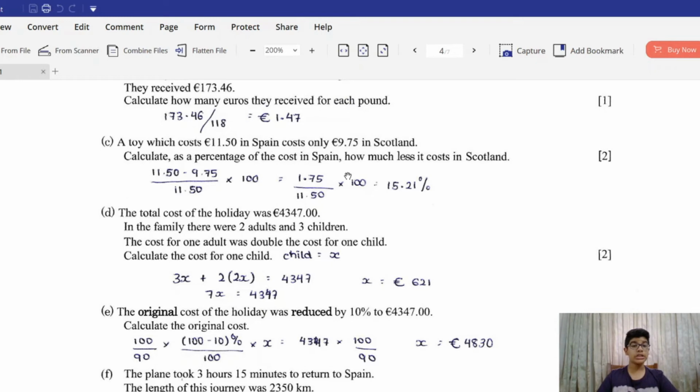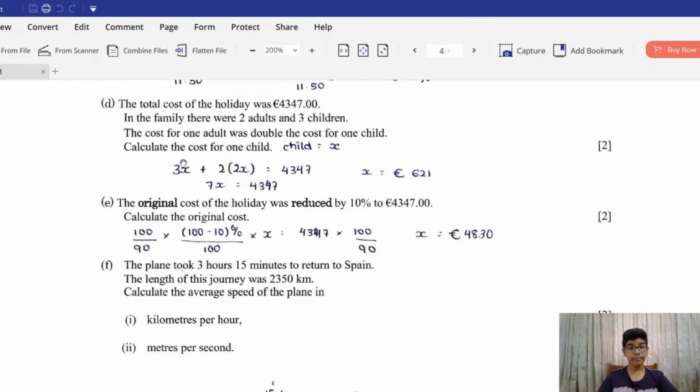Part C. A toy which costs 11.5 euros in Spain only costs 9.75 euros in Scotland. Calculate as a percentage of the cost in Spain how much less it costs in Scotland. So we're going to take the cost in Spain, subtract the cost in Scotland, over the cost in Spain. The reason we say over the cost in Spain is because the question says calculate as a percentage of the cost in Spain. That's why it's over 11.5. The difference is 1.75 over 11.50 multiplied by 100, and we see that it is 15.21% less in Scotland.